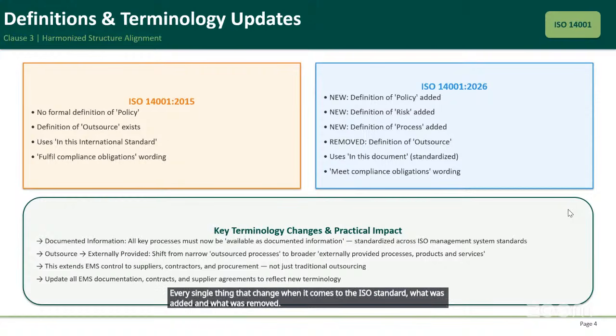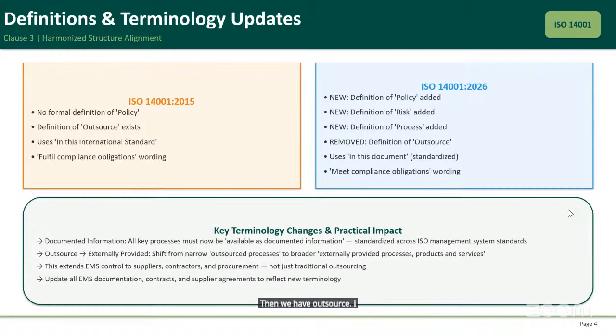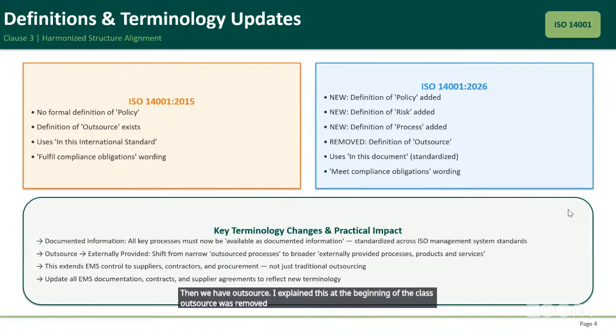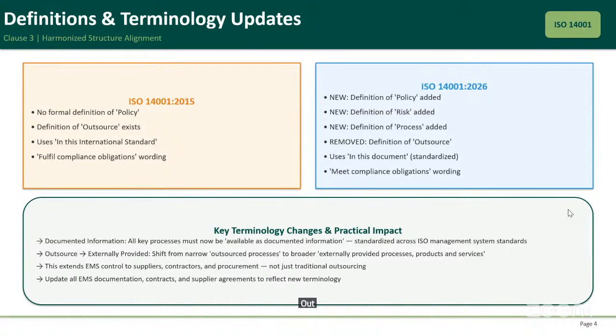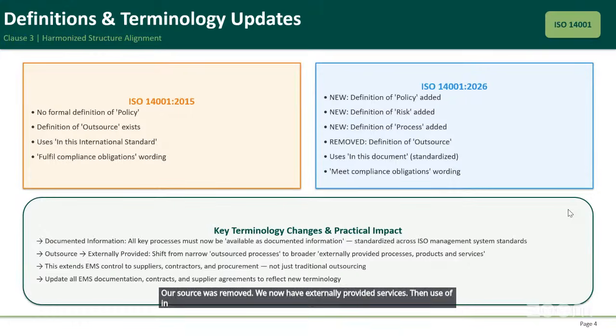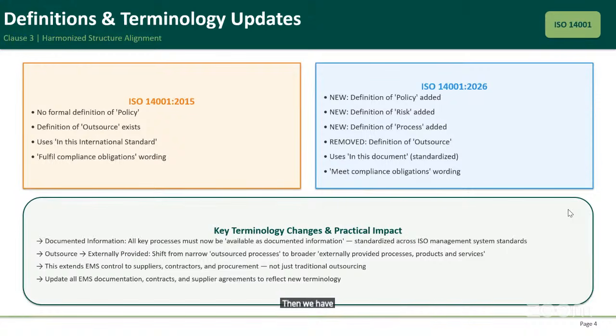Then we have outsource. I explained this at the beginning of the class. Outsource was removed. We now have externally provided services. Then use of "in this document." "In this document" is now being used as a standardized terminology.